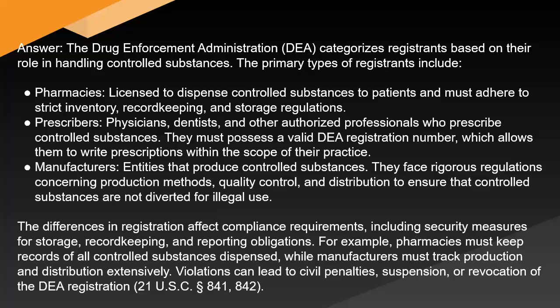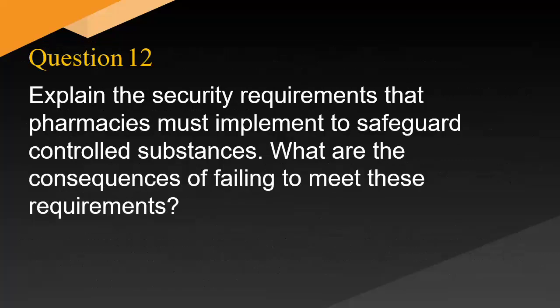They face rigorous regulations concerning production methods, quality control, and distribution to ensure that controlled substances are not diverted for illegal use. The differences in registration affect compliance requirements, including security measures for storage, record-keeping, and reporting obligations. For example, pharmacies must keep records of all controlled substances dispensed, while manufacturers must track production and distribution extensively. Violations can lead to civil penalties, suspension, or revocation of the DEA registration. 21 U.S.C. §§ 841-842.